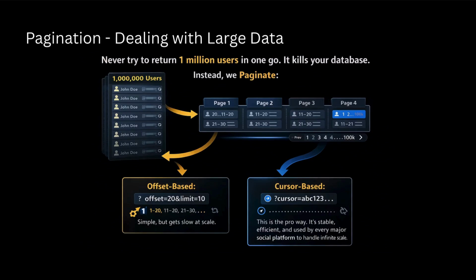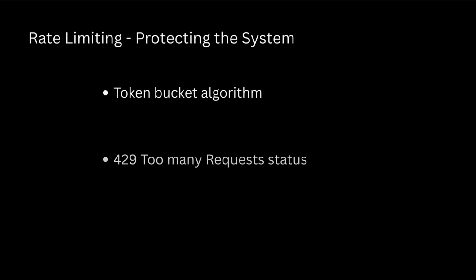And suppose one user sends 10,000 requests per second. What happens? Your system collapses, right? To prevent this, we use rate limiting, specifically the token bucket algorithm. Users get tokens that refill over time. If they run out, the API rejects them with a 429 Too Many Requests status code. This protects your infrastructure from abuse and accidental overloads.